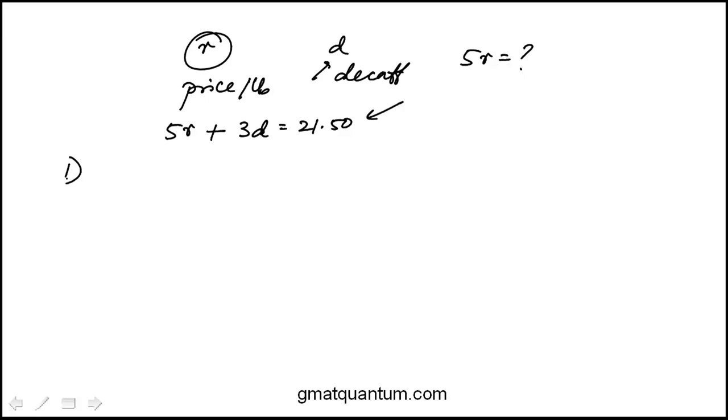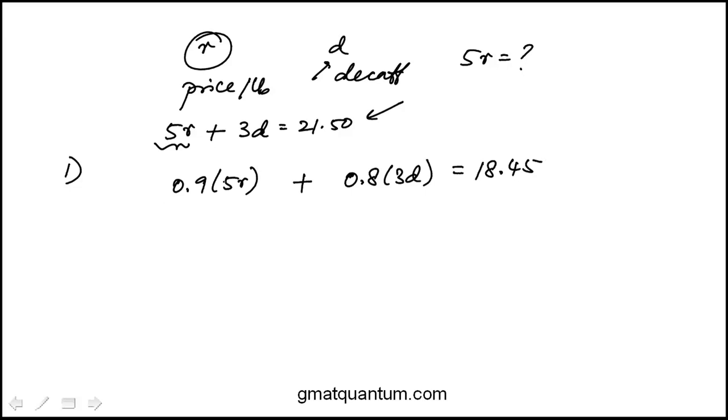It says the price of the 5 pounds of regular coffee had been reduced by 10%, and the price of the 3 pounds had been reduced by 20%. So if you reduce it by 10%, it would be 90% of that. And same thing, 3 pounds reduced by 20%, which means it would be 80% of the original cost. Then the sum would have been 18.45.